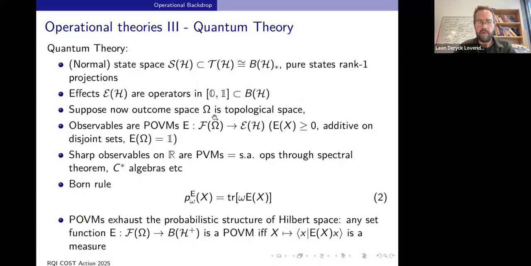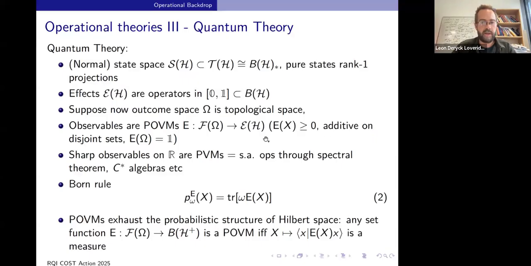We can think of omega as just some quite general topological space. So those are the outcomes of a measurement, a potential measurement of some observable. And the observables are positive operator valued measures. So these are the things that spit out an effect on the right-hand side of the map, and they're positive and they add in the right way and so on. So I'm sure this is quite familiar to everybody.